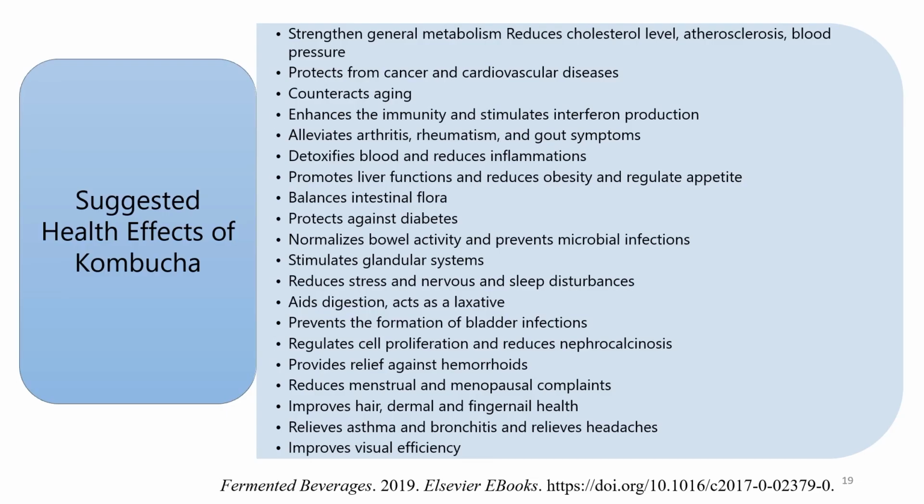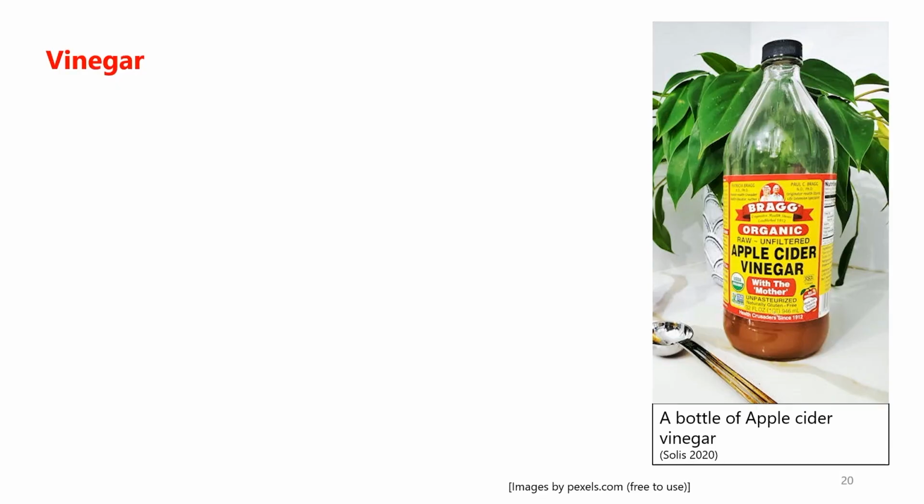glandular systems, reduces stress and nervous and sleep disturbances, aids digestion, acts as a laxative, prevents the formation of bladder infections, regulates cell proliferation and reduces nephrocalcinosis, provides relief against hemorrhoids, reduces menstrual and menopausal complaints, improves hair, dermal and fingernail health, relieves asthma and bronchitis and relieves headaches, improves visual efficiency. So, these are some of the things suggested about the health effects of kombucha.